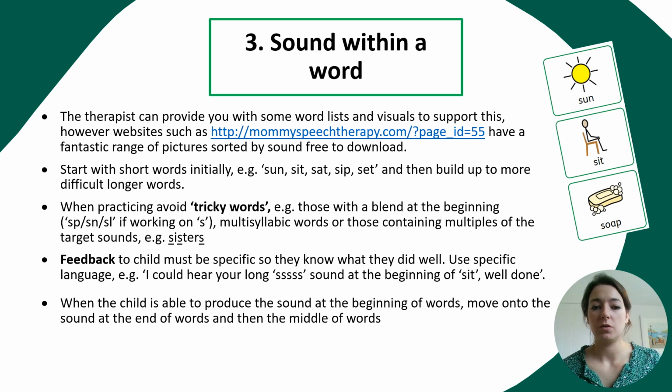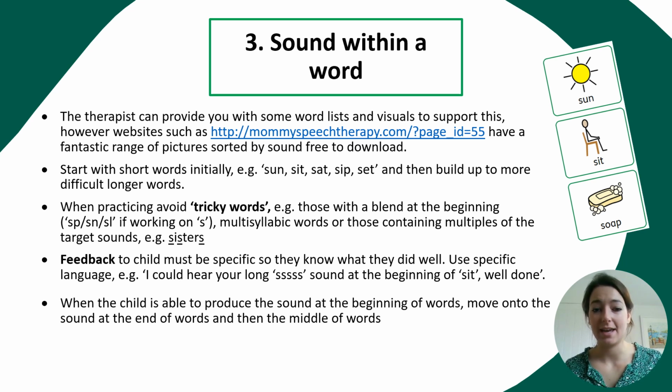Then build up to longer words, e.g. sitting, sunshine. Try to avoid words that are more difficult. For example, words that have a blend, so two consonants together, like slip, snake, sweets. And avoid words that are longer, so multisyllabic words like stethoscope or caterpillar, or words that have more than one of the target sound, like sisters.